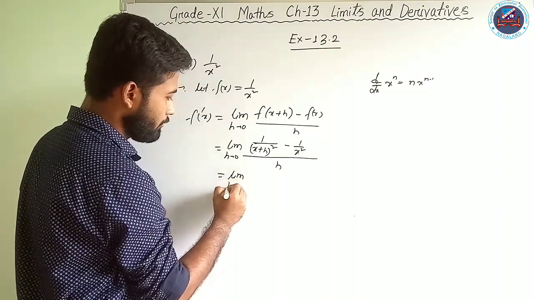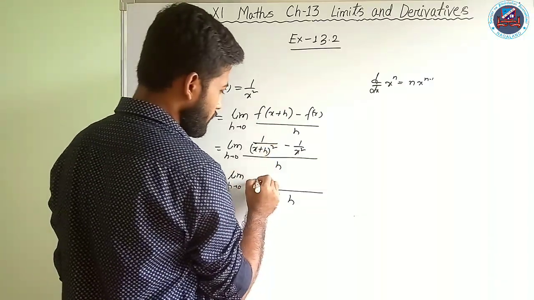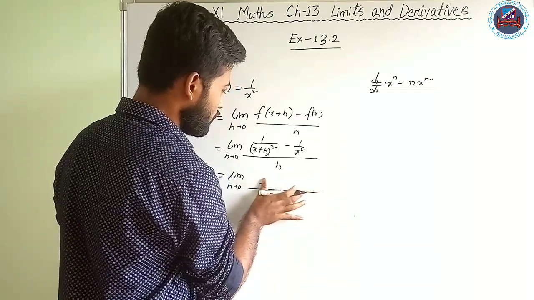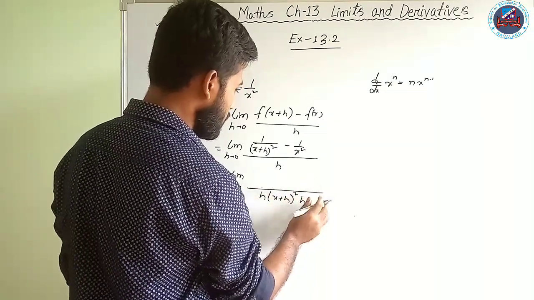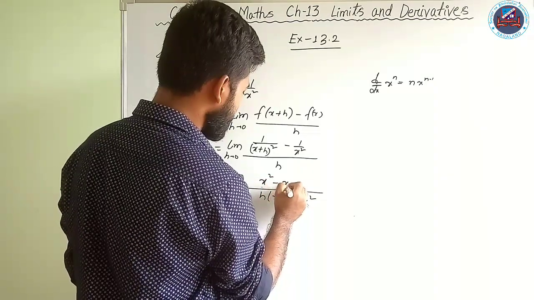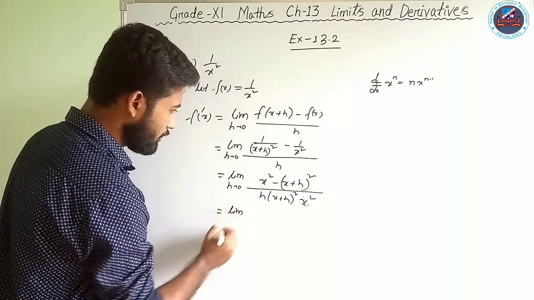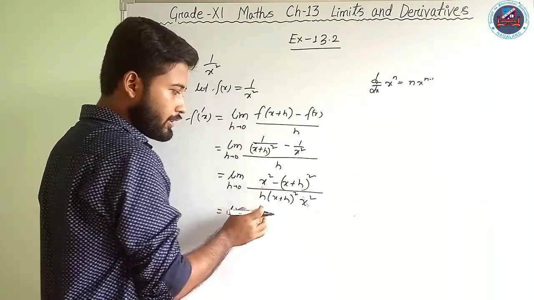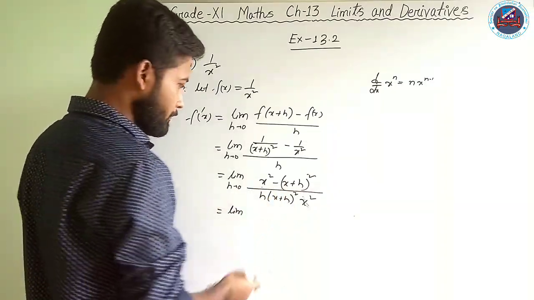Now that is equal to limit h tends to 0, divided by h, and you can take the LCM of this, so it will be (x+h) whole square into h into x square. Here I shall have x square minus (x+h) whole square in the numerator. In the next line, we can apply the h here since we are applying the limit, but if we apply h on both sides, it will be a 0 by 0 form, so we need to simplify it further.